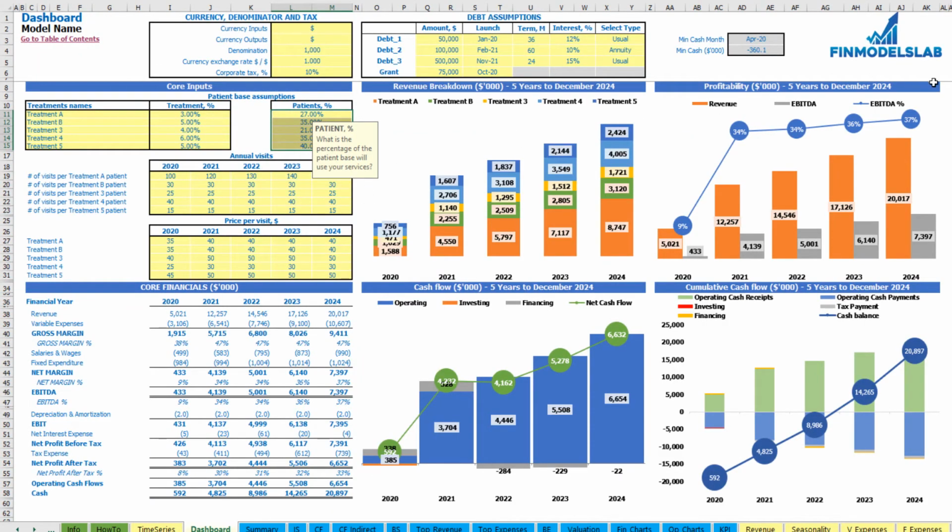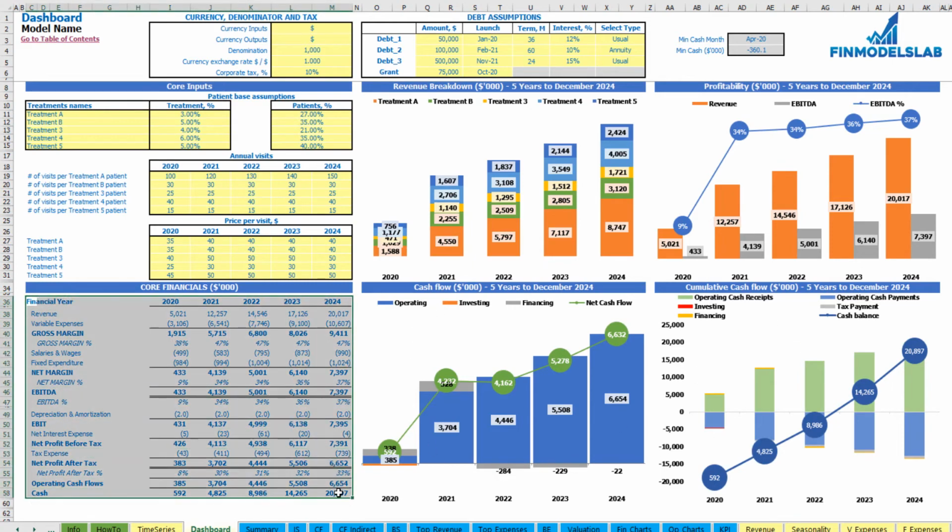So once you set up all these inputs for revenue, for seasonality, the patient-based inputs, your variable, fixed and wages expenses, you may see the core charts, which is profitability, the revenue breakdown, the cash flow, cumulative cash flow, and see the core financials by main categories and by years.